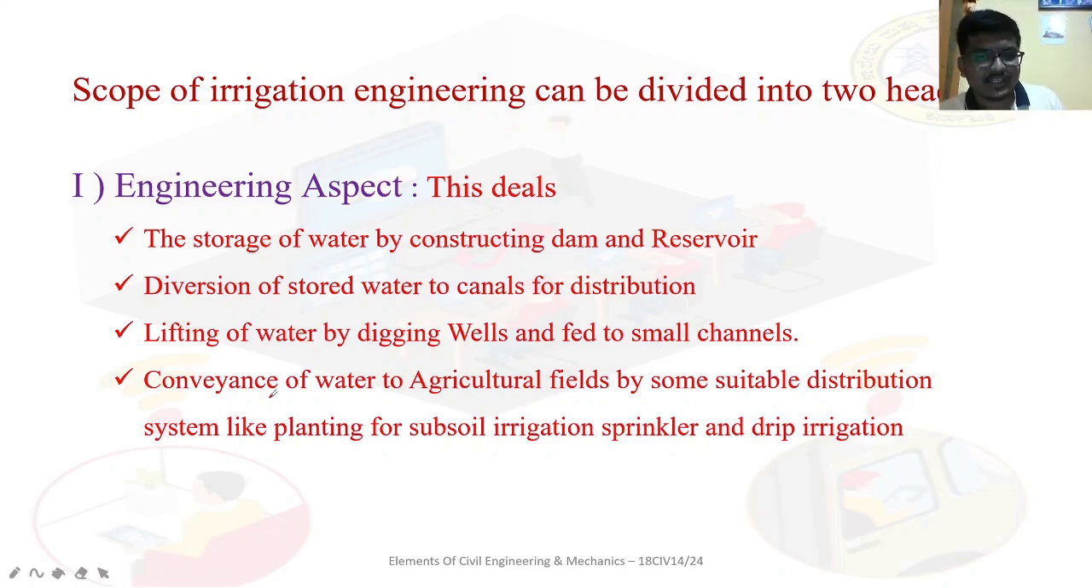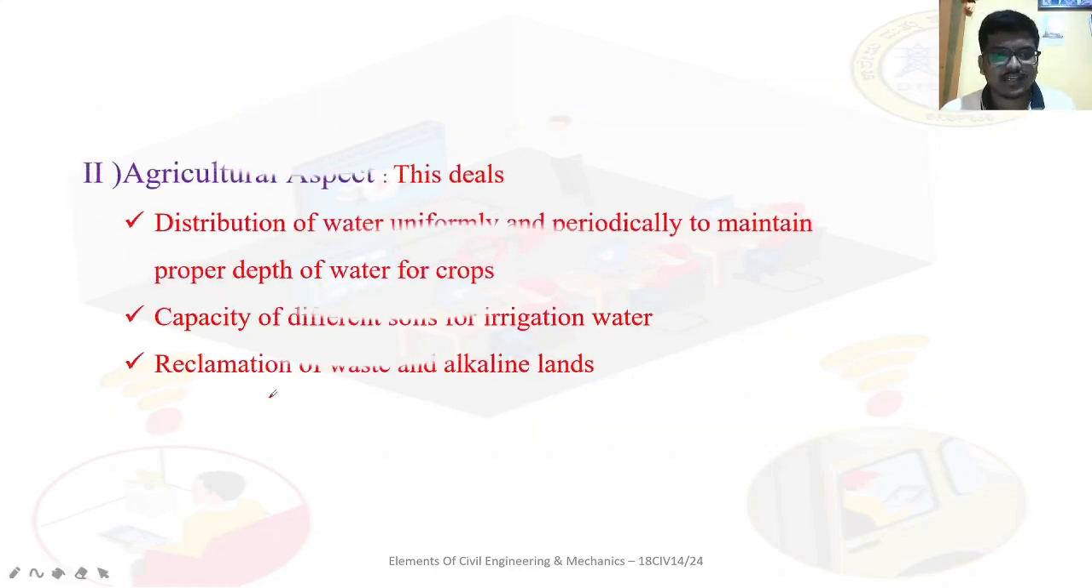From these techniques, the farmer can grow crops using minimum water. The quantity of water required by the crop is given, and the crop is yielded. Next is the agricultural aspect. This deals with the distribution of water uniformly and periodically to maintain proper depth of water for crops. The capacity of different soils for irrigation water, and reclamation of waste and alkaline lands, can be improved by using irrigation engineering.